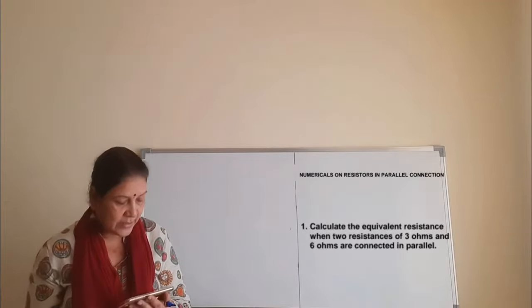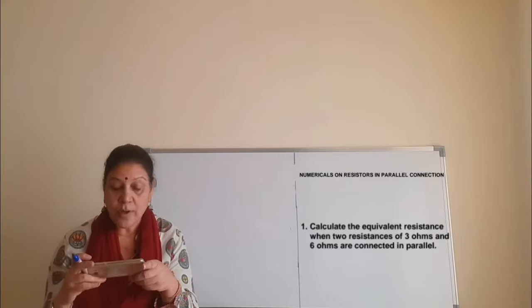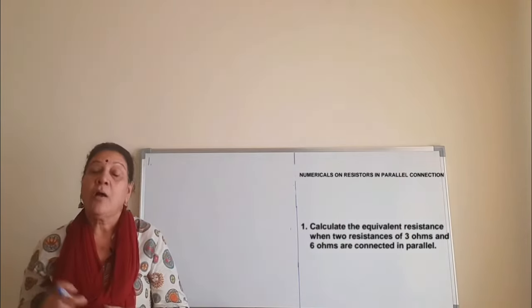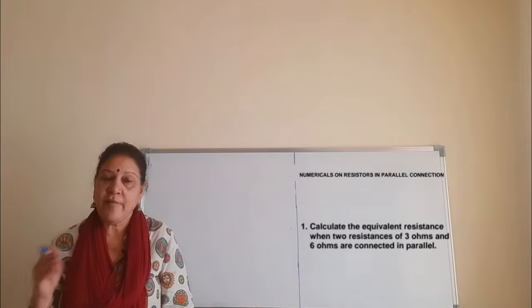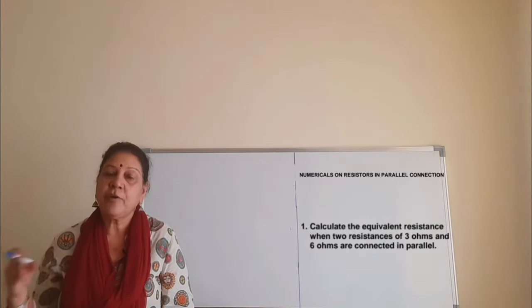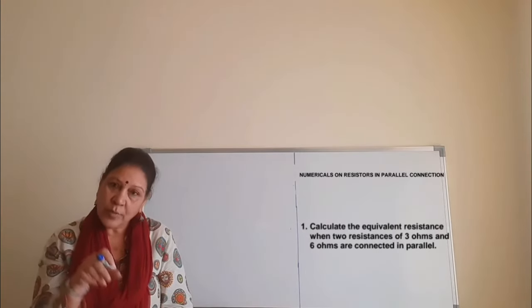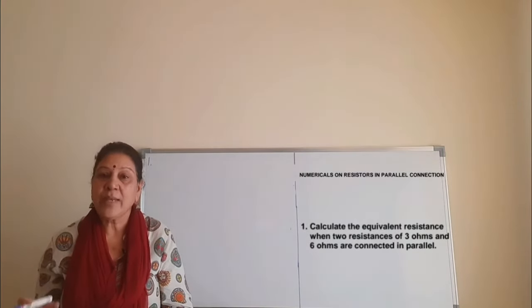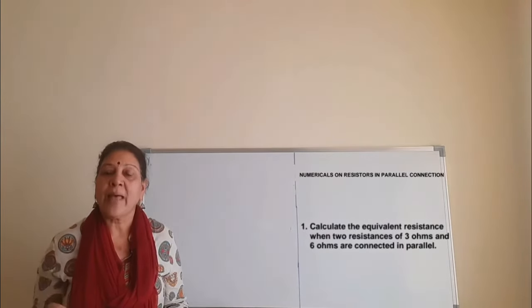The first question is, calculate the equivalent resistance when two resistances of 3 ohms and 6 ohms are connected in parallel. Simple question. Always remember that in parallel combination, V, the potential difference, remains the same, whereas I varies. I is different for different resistors, but the potential difference across the ends of 6 ohm and 3 ohm will be the same. So potential difference remains the same in parallel, but current varies. This is the key rule to solve the numerical problems based on parallel combination.